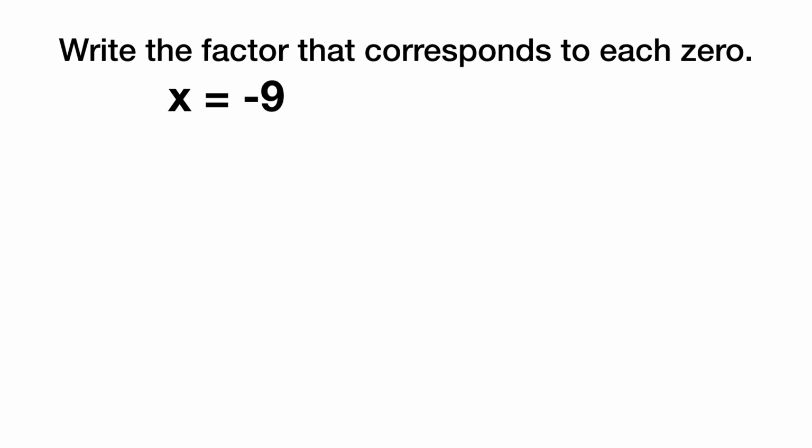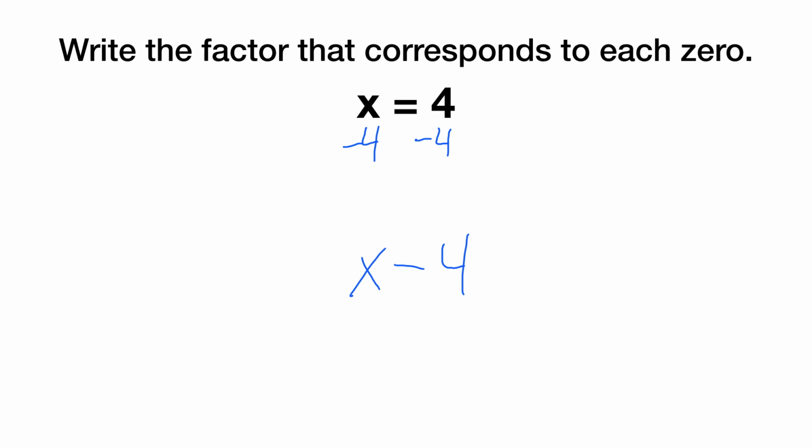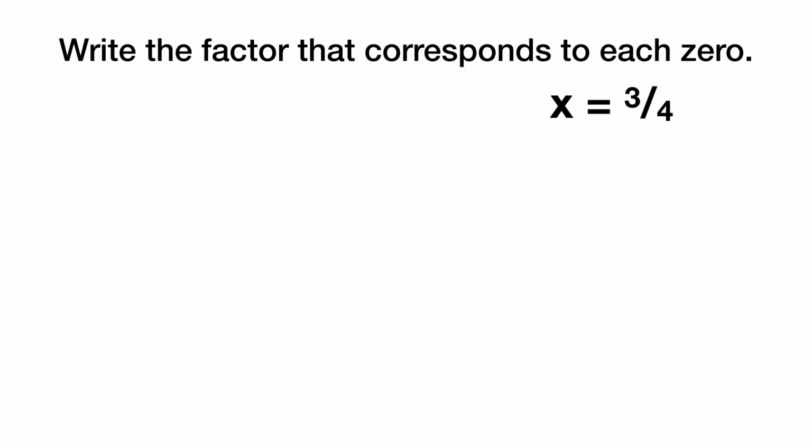Now we're going to work backwards, writing the factors. Just like before, if the zero is negative 9, that means the factor would be x plus 9. I could have gotten that by adding 9 to each side. If it's positive 4, the factor is x minus 4.